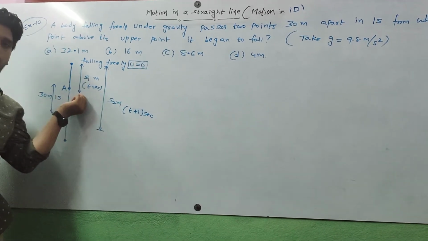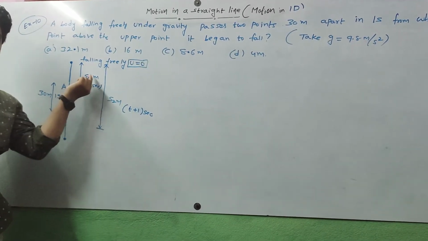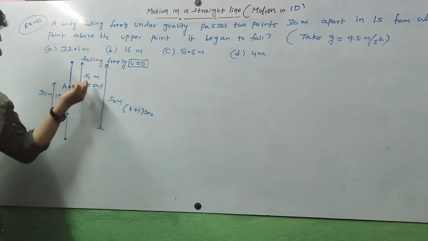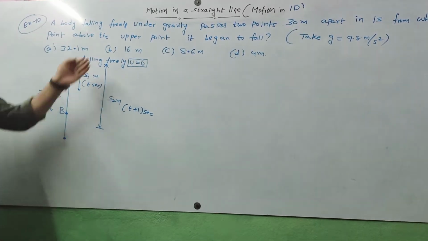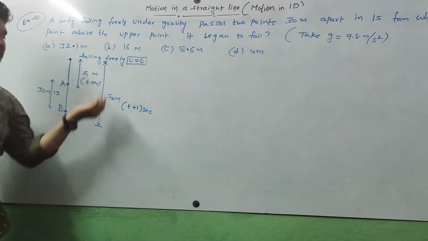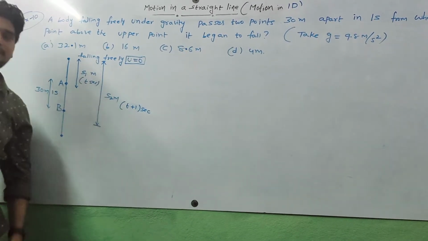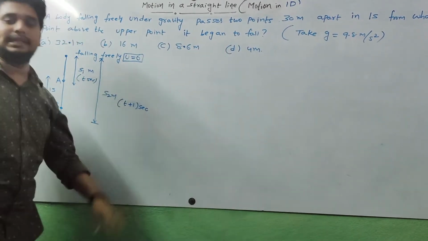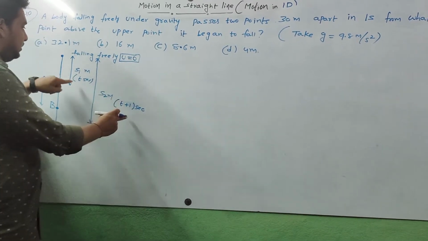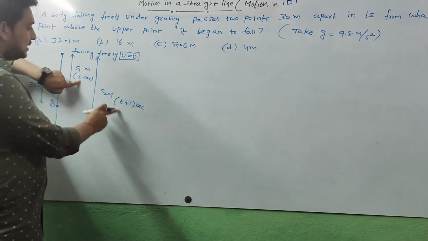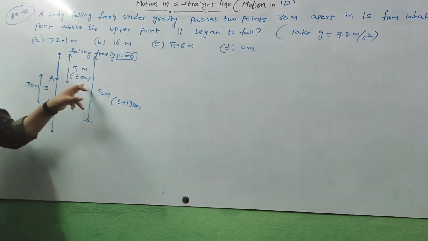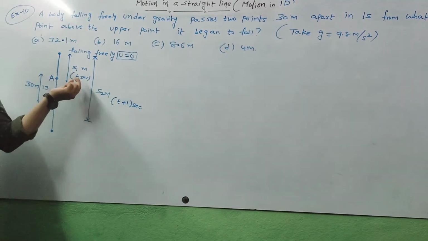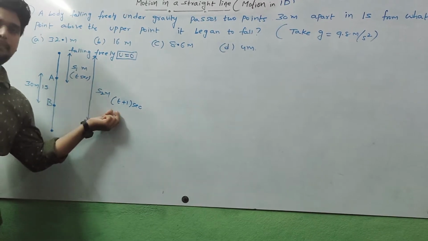It reaches point A, the distance traveled is s1 meters, and the time taken is t seconds. And it reaches point B, the distance traveled is s2 meters, and the time is t plus 1 seconds, because the time duration between these two is 1 second, already given. Because t plus 1 minus t gives us 1 second, that's why I consider this t seconds and this t plus 1 seconds.